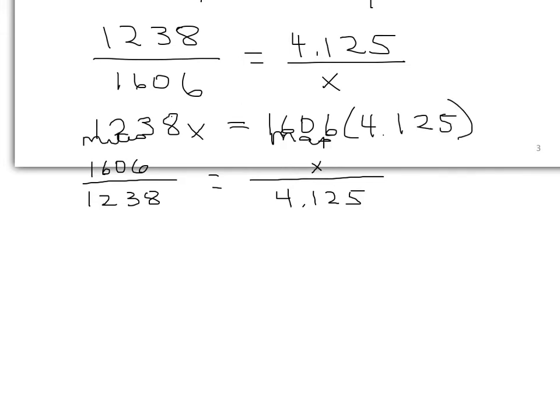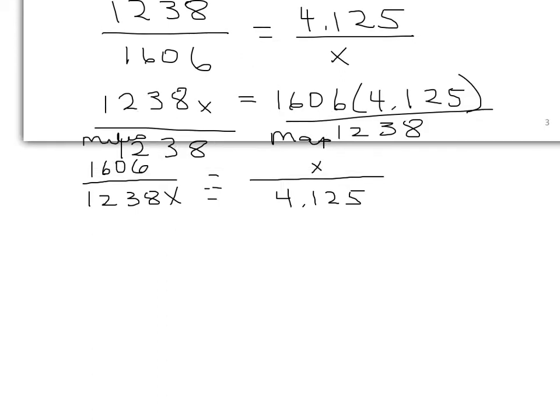And then to solve for x, we're going to divide both sides by 1238 to get x by itself. And then we're going to pull out our calculators, and we find that x is 5.35117 and so on miles apart.